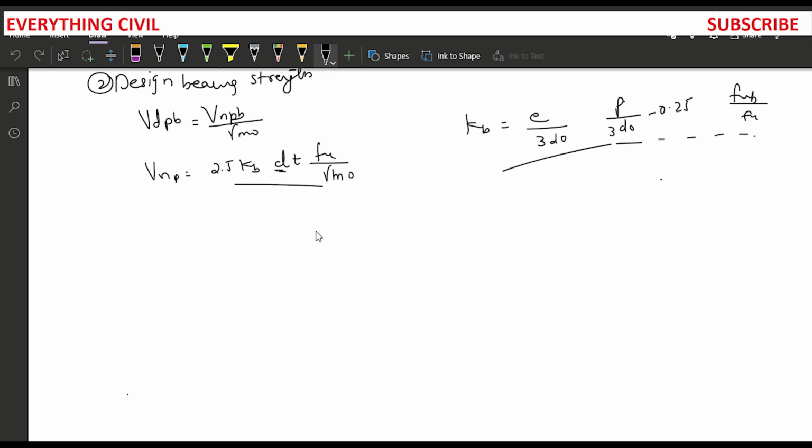So guys, before we proceed with that, let me tell you something. Now let's imagine if this is my column and this is my slab base underneath the column.